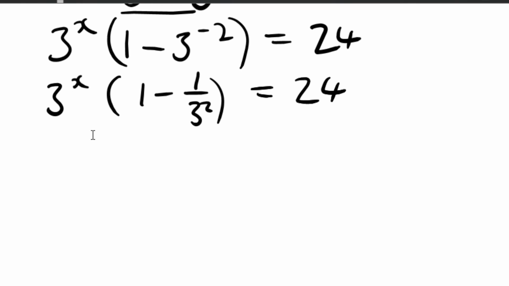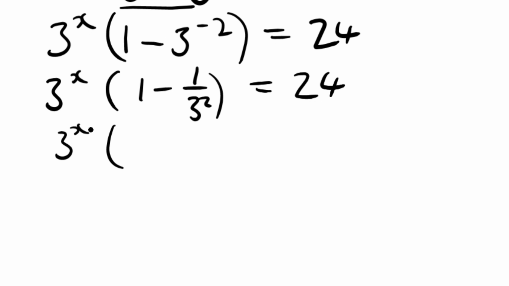And then from there we want to write 3 to the power of x times 1 minus 1 over 9. This is nothing but 8 over 9. 1 minus 1 over 9 is 8 over 9. It's 9 over 9 minus 1 over 9, so it's 8 over 9. And then this will be equal to 24.